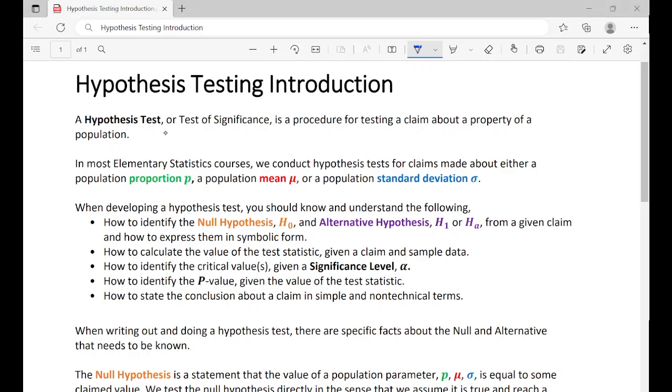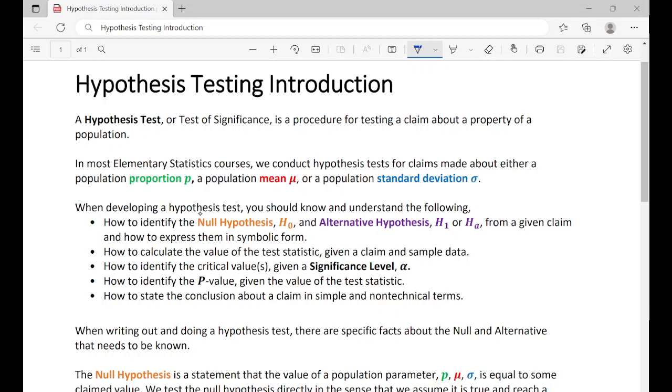A hypothesis test or a test of significance is a procedure for testing a claim about a property of a population. In most elementary statistics courses, we conduct hypothesis tests for claims made about either a population proportion p, a population mean mu, or a population standard deviation sigma, one of these three typically.